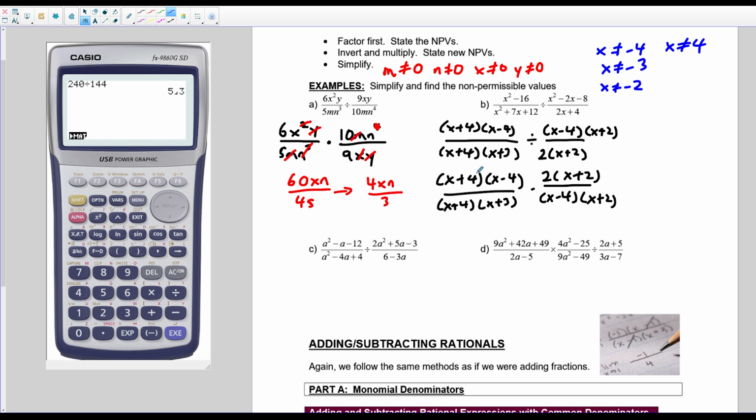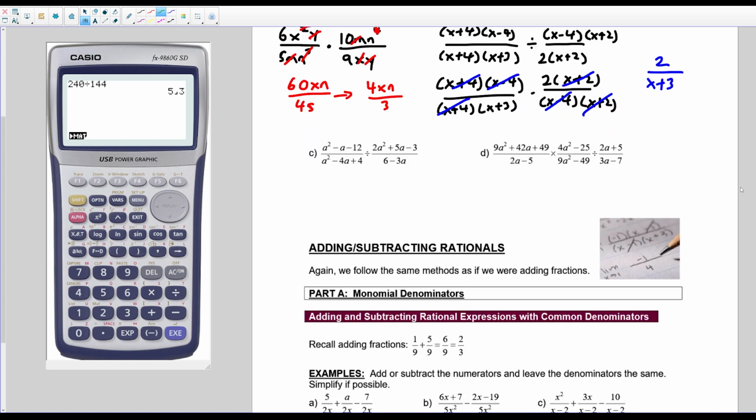So I see an x plus 4 on the top, x plus 4 on the bottom, x minus 4 on the top, x minus 4 on the bottom. I see an x plus 2 on top, x plus 2 on the bottom. And what's left over, we'll have a 2 on the top divided by just an x plus 3 on the bottom, and we have our four NPVs right there.